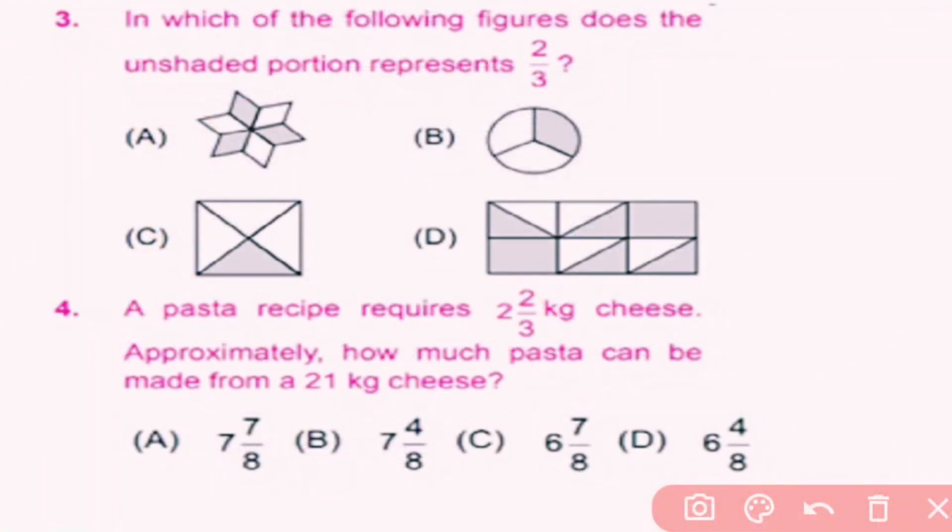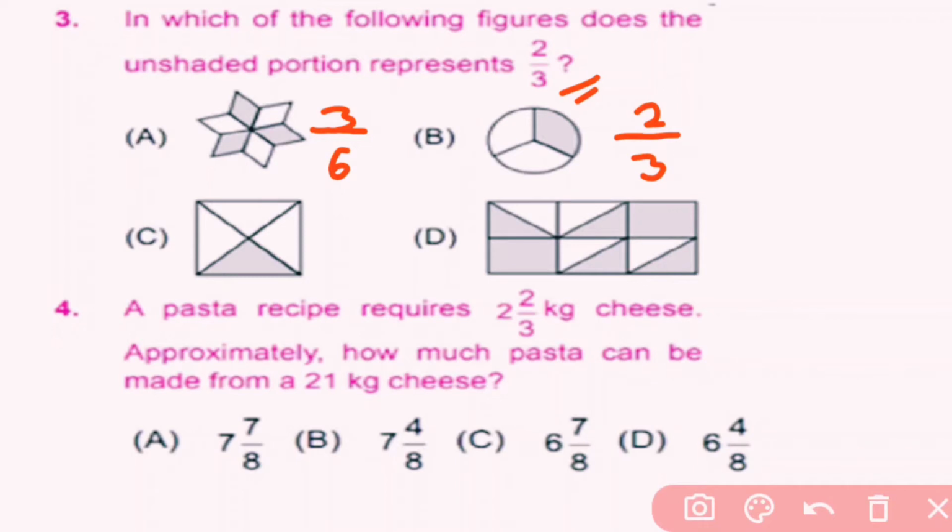Question number 3. In which of the following figures does the unshaded portion represent 2 by 3? So here in option A there are 6 total equal parts. Out of 6, 3 parts are unshaded. So here the fraction will be 3 by 6. In option B there are a total of 3 equal parts and out of 3, 2 parts are unshaded and it is equal to the given fraction. So option B is the correct answer.